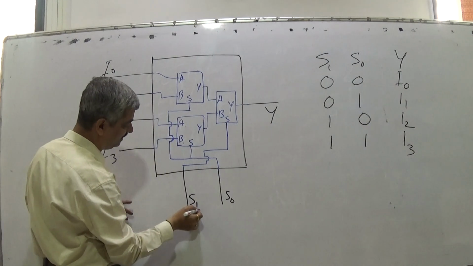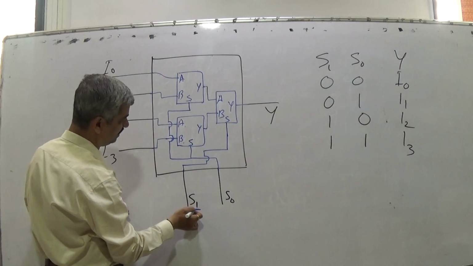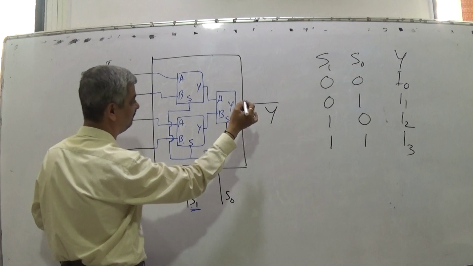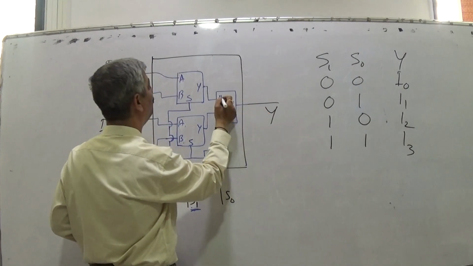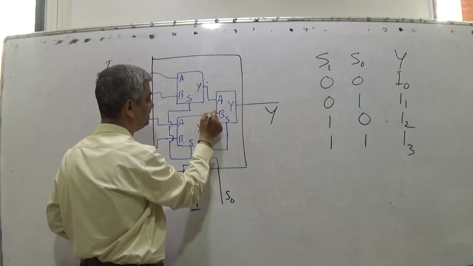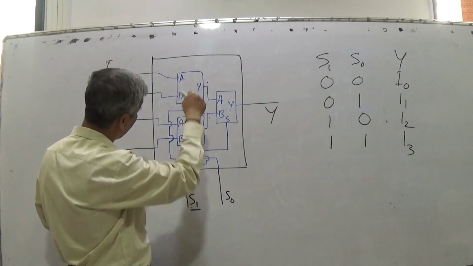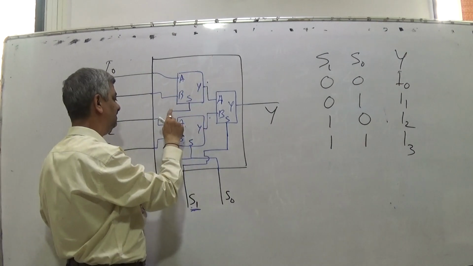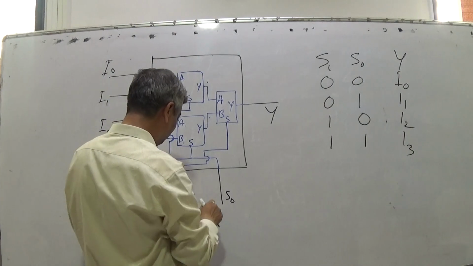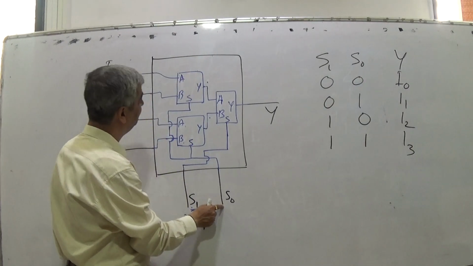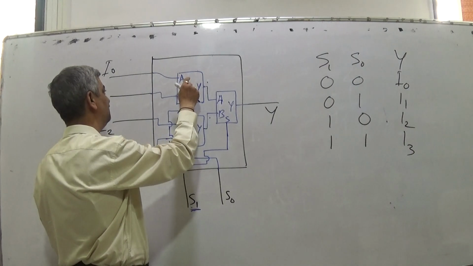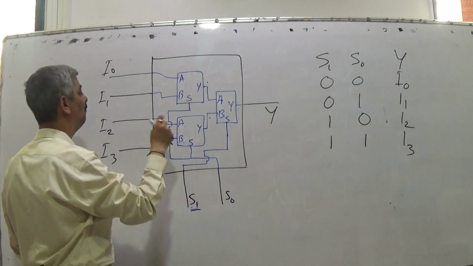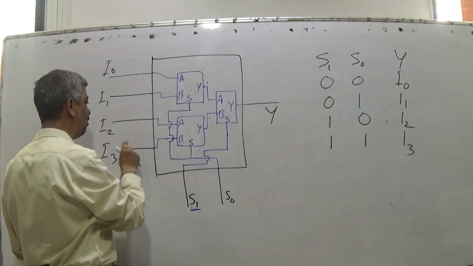So now S1 is given as select line to the final multiplexer. This final multiplexer will choose the output of this multiplexer or the output of this multiplexer. Output of this multiplexer is either this or this. Output of this multiplexer is either this or this. So S0, this select line, will decide whether this multiplexer should give this or this on its output. It also decides what this multiplexer should give, whether this or this on its output.